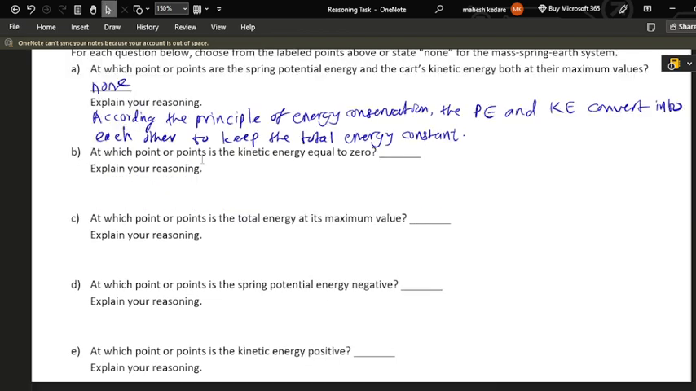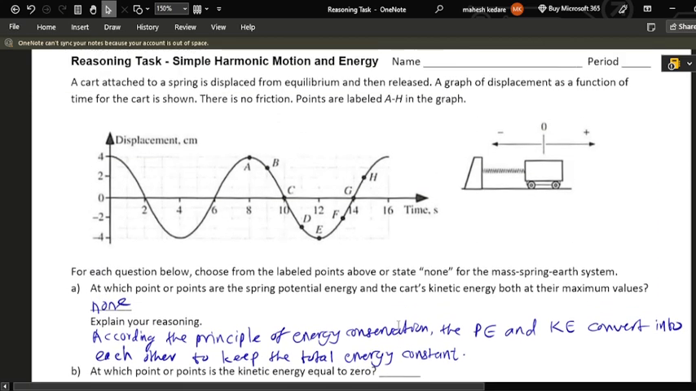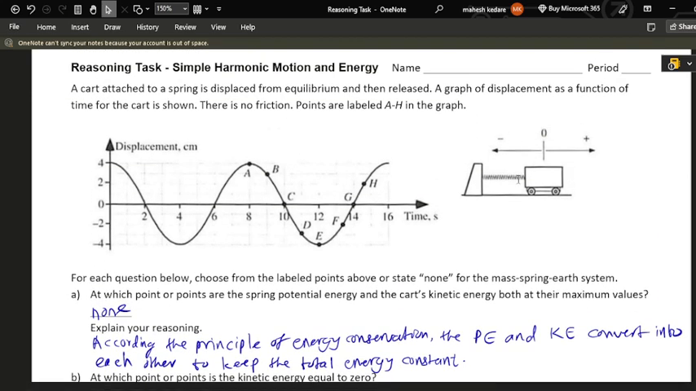Question B, at which point or points is the kinetic energy equal to zero? The cart is performing simple harmonic motion in a horizontal direction. When the cart is at a maximum distance from its equilibrium position, it comes to a momentary halt, on both sides of the equilibrium position. So when it is at a momentary halt, its kinetic energy will be zero. The kinetic energy will be zero at the extreme positions, at maximum distance from the mean position on both sides.